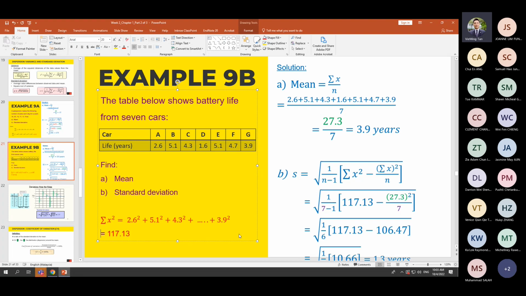Then for this part, 27.3 power 2 divided by 7, you can also try to round to 2 decimal places. You'll get 106.47. So that means rounding error already happened.